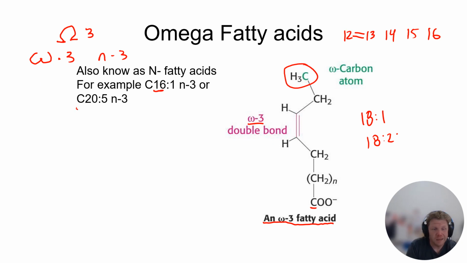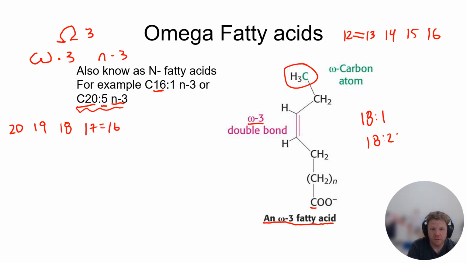Now, they can get fairly complicated. C20 colon 5. Well, we're using the exact same scheme that we previously talked about. C20 indicates that we've got 20 carbons. Colon 5 indicates that we have a total of 5 double bonds. Now, those 5 double bonds, where are they going to start? They're going to start 3 away from our methyl end. So we're going to say 20, 19, 18. So that would be 1, 2, 3. 17 to 16, there would be a double bond.